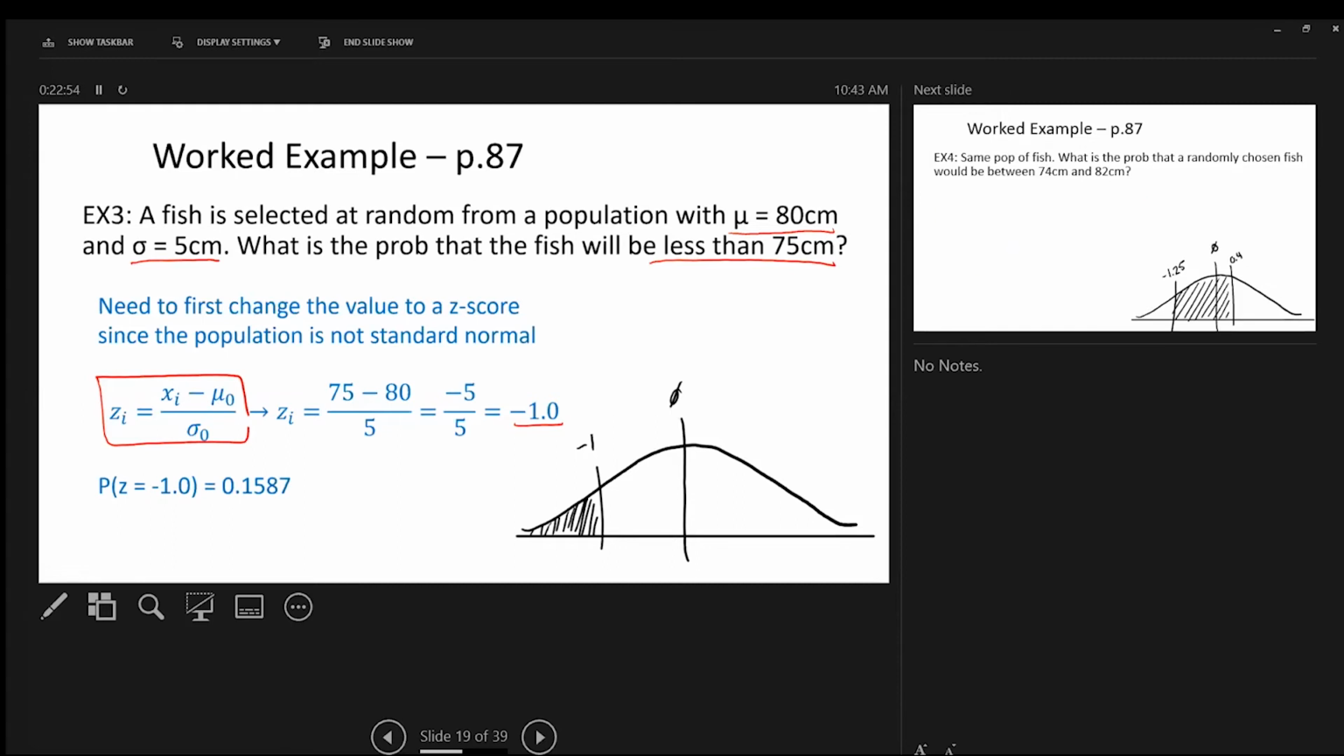Now we can look up the probability of our z-score on the table, and we get 0.1587. That's the probability that a fish will be less than 75 centimeters, right? Because it's this area to the left.